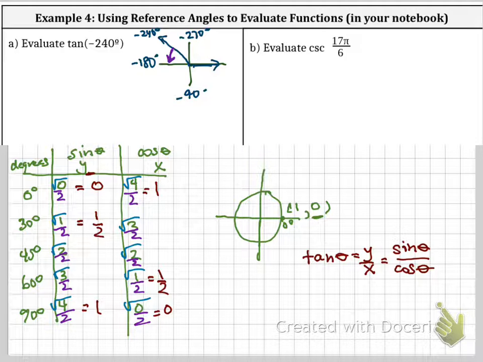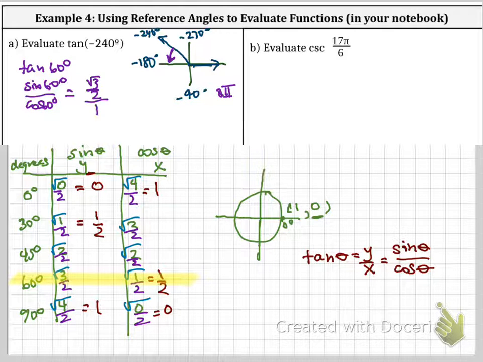So just think about it. How far is 240 from 180? So that is 60 degrees. So remember, reference angles are always positive. So we're just looking at tangent of 60 degrees, and we're also in quadrant 2. Tangent is, again, sine over cosine. So we can say sine of 60 over cosine of 60 degrees. If you look at the table, 60 degrees is here. So sine is root 3 over 2. Cosine is 1/2. So to simplify that, root 3 over 2 times the reciprocal, 2 over 1. So the answer is square root of 3.